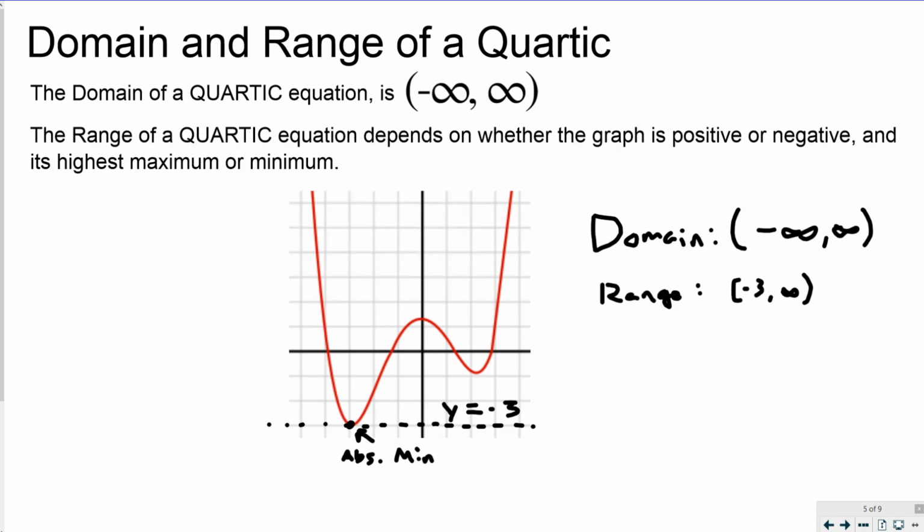And I do have a local minimum here, so this absolute minimum is also a local minimum. And then I have a second local minimum down over here. And this spot right here on the graph would be a local maximum. So I've identified the extrema. I've got my domain of negative infinity to infinity, and I also have the range of this quartic graph.